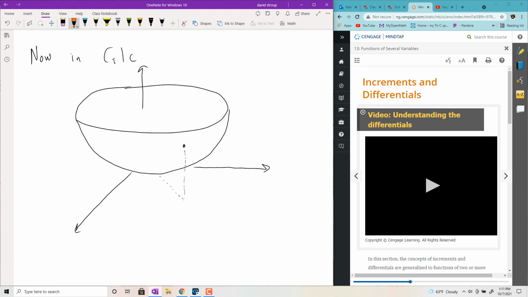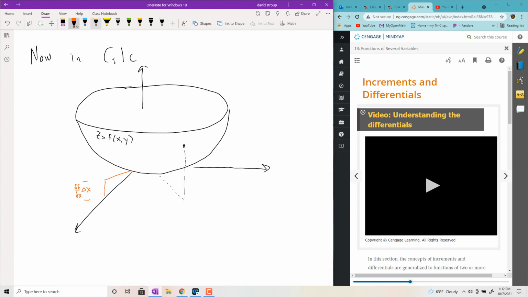The problem is there are now two differentials. There's a differential in the direction of x, maybe this height, and that height is a differential. I haven't really given the surface a name, so let's say the surface is z equals f of x comma y. Then this differential part here will be the partial of f with respect to x times delta x.